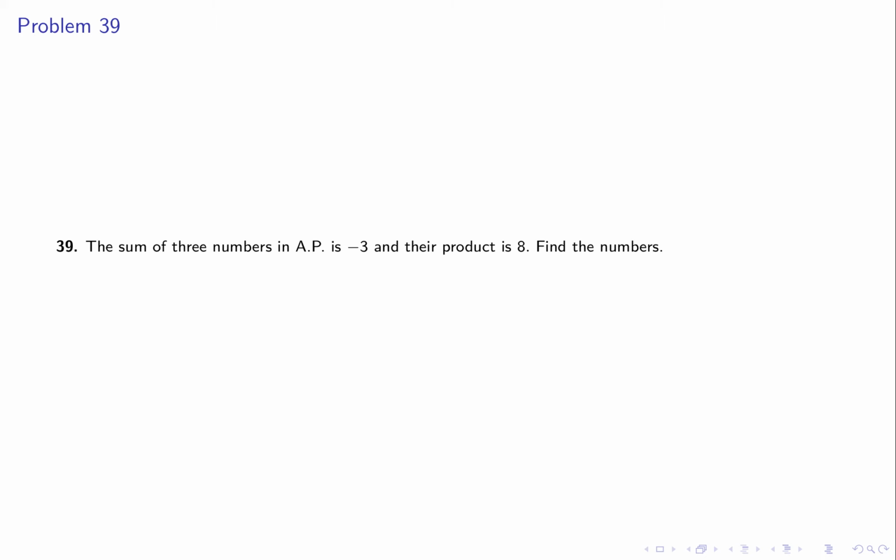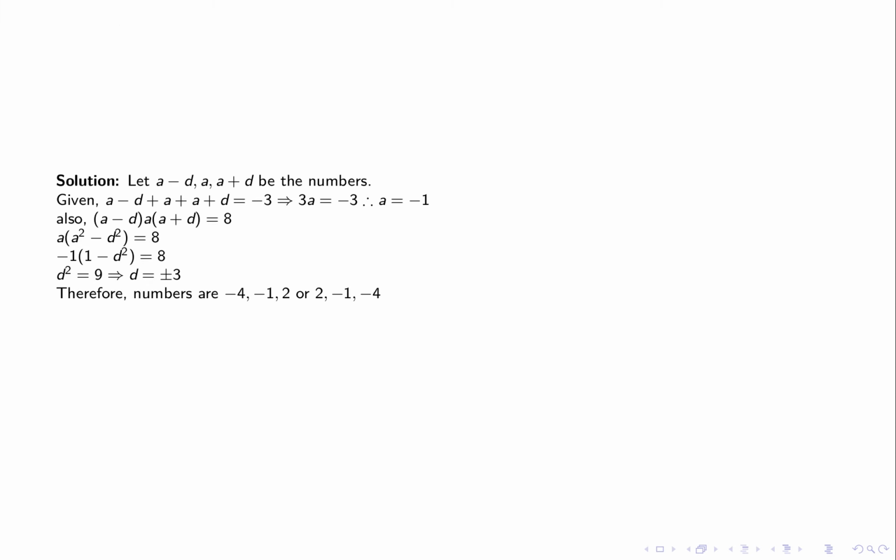This is a similar problem and you can solve accordingly. For reference, I'll show the solution. In this case, the sum is minus 3, which will lead a to be minus 1, and the product is 8. So in this case, d will turn out to be plus minus 3 and the numbers will be minus 4, minus 1, 2 or 2, minus 1, minus 4.